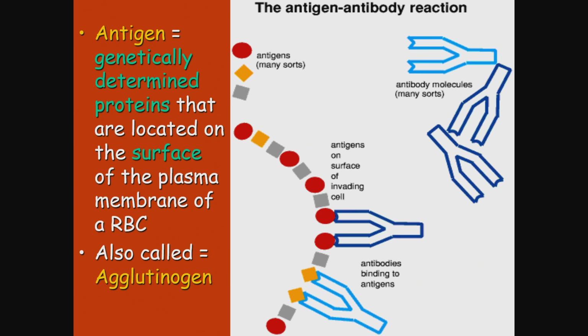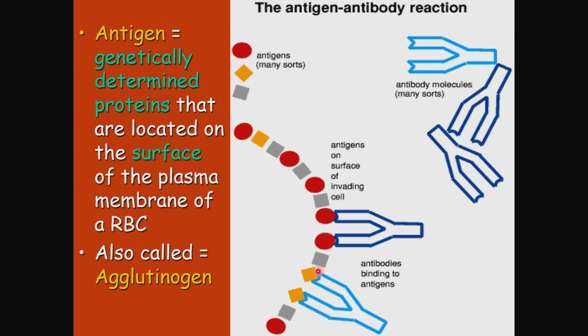Okay, an antigen. An antigen is a genetically determined protein, and it sits on the surface of the plasma membrane of a red blood cell. So that's what these are representing. These are all different antigens that are sitting on top of this imaginary blood cell that's not really shown in this picture. The antigen is also scientifically called an agglutinogen.